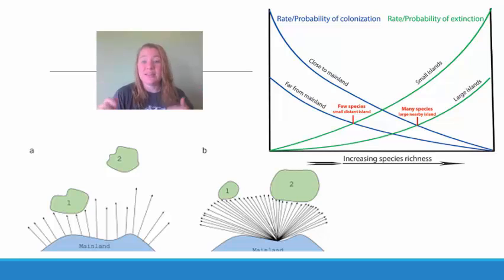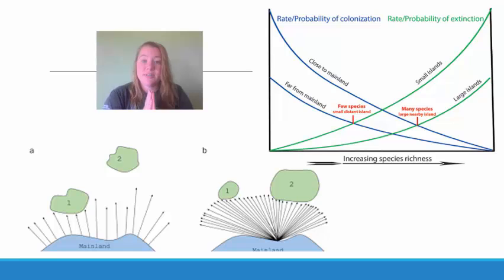And you can see that in this diagram here. We have the A and the B on the bottom, and you can see that distance from the mainland, Island 1 and Island 2. If Island 2 is further away from the mainland, it's going to be harder for species to get there to colonize that island, so there will be less biodiversity. Same thing if Island 1 and 2 are the same distance from the mainland, but Island 1 is smaller than Island 2. The bigger island is going to have more biodiversity.